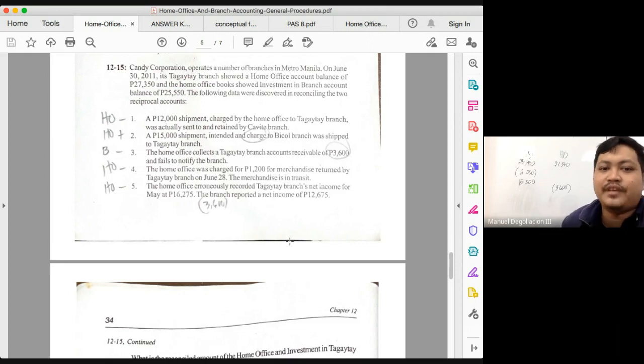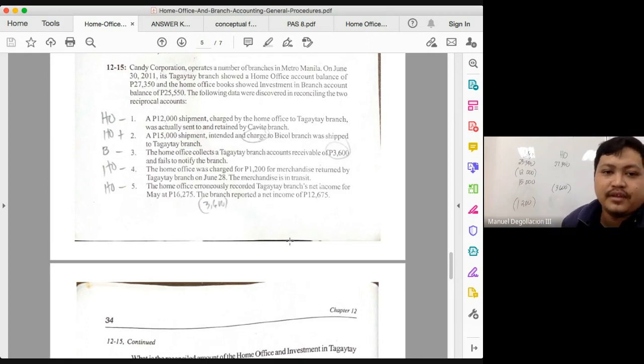Number four, the home office was charged for 1,200 for merchandise returned by Nova. The merchandise is still in transit. What entry was prepared by the branch here? Debit, home office, and credit shipments from home office in the amount of 1,200. The home office was not able to prepare an entry. What entry should have been prepared? Debit shipments to Nova branch and credit investment in Nova branch. But since that was not done in our reconciliation, we will have to deduct 1,000.